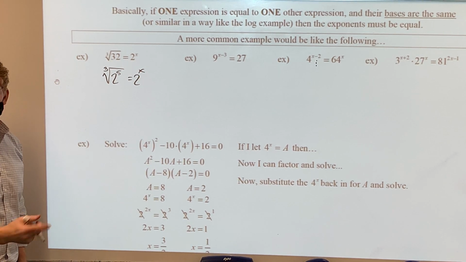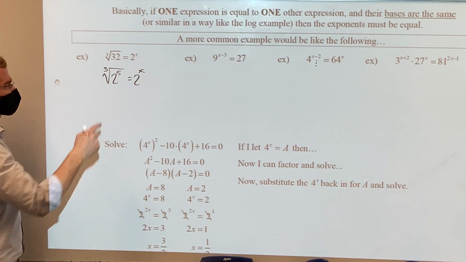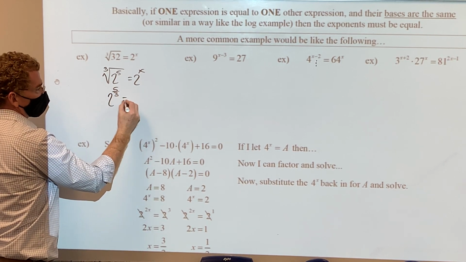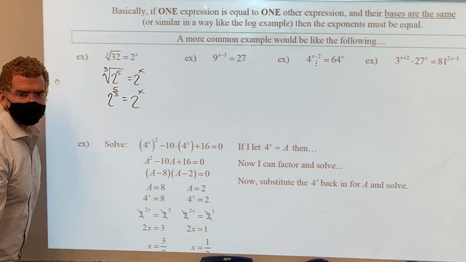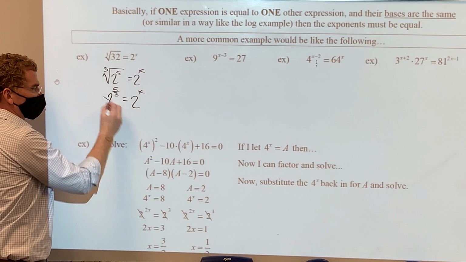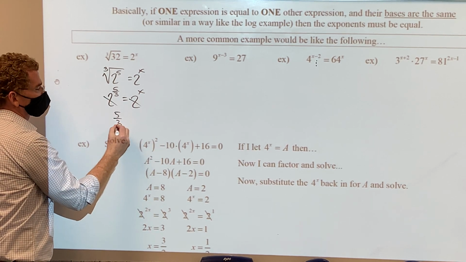Now, do they look exactly the same? Nope. What can I change this on the left to? To 5/3. Now, do they look the same? Yeah. Now, the math says 1-to-1 principle. I can cancel those 2's. X must be 5/3.